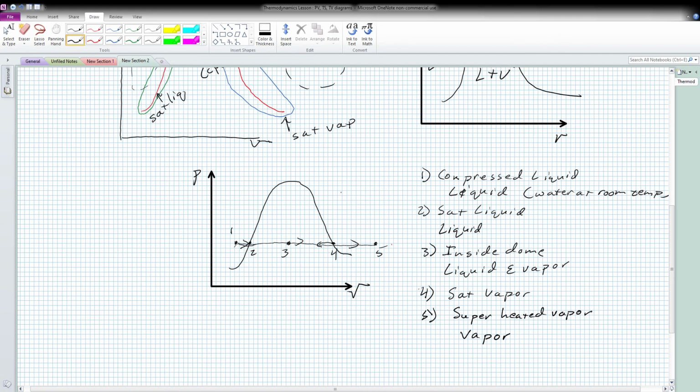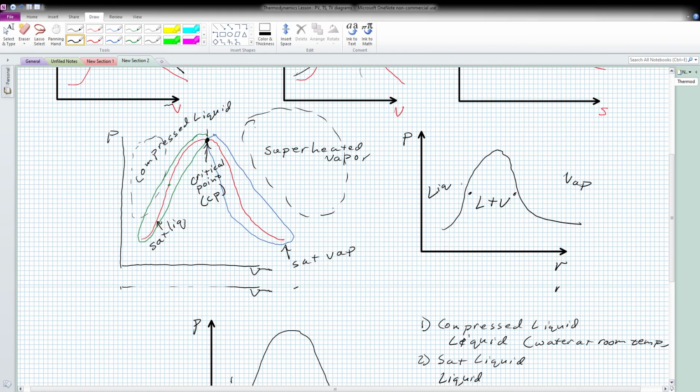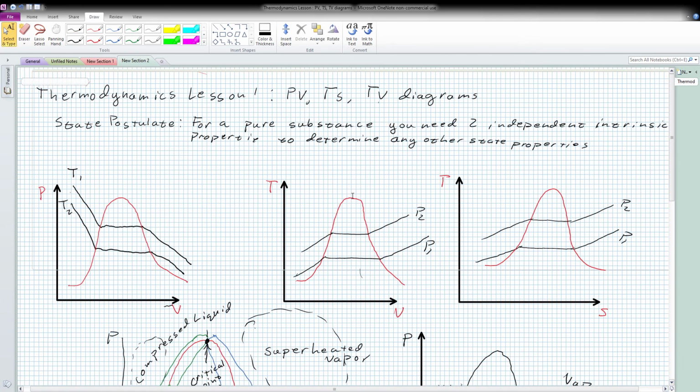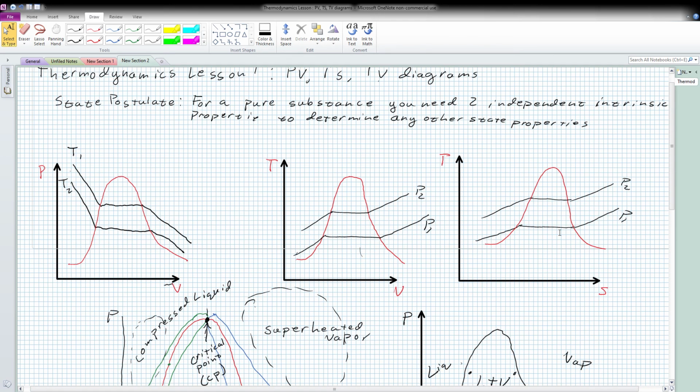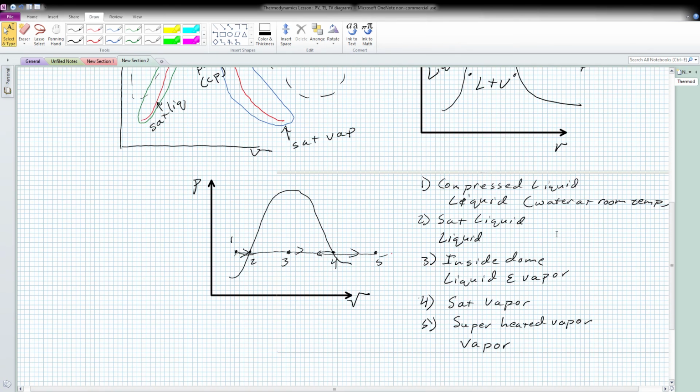And even though I did all these points for a PV diagram, these also apply for the TV and TS diagrams. The only difference is what property is being held constant, or what properties you're trying to deal with. Here I dealt with PV because that is by far one of the most common properties you will be using.